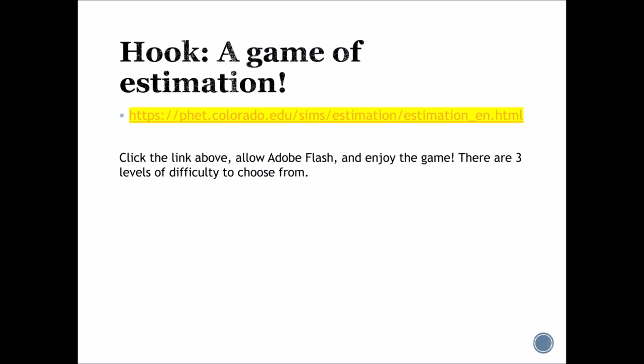Take a little brain break. Click on this link. You have to allow Adobe Flash. And there's 3 levels of difficulty to choose from. What you're going to do is get a visual of how many small things fit in one larger thing. So how many small units fit in one larger unit.